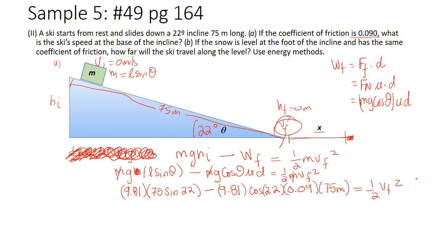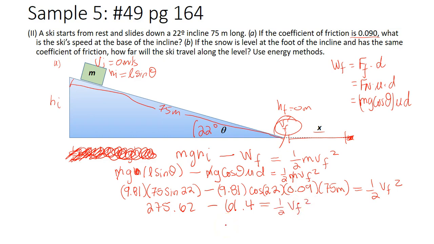Okay, so this is just me plugging in numbers. How fun is that? So 75 times sine 22. So this is 275.62 minus 61.4. The units actually become meter squared, second squared. I'm being kind of lazy about my units right now. I just want to get a number.